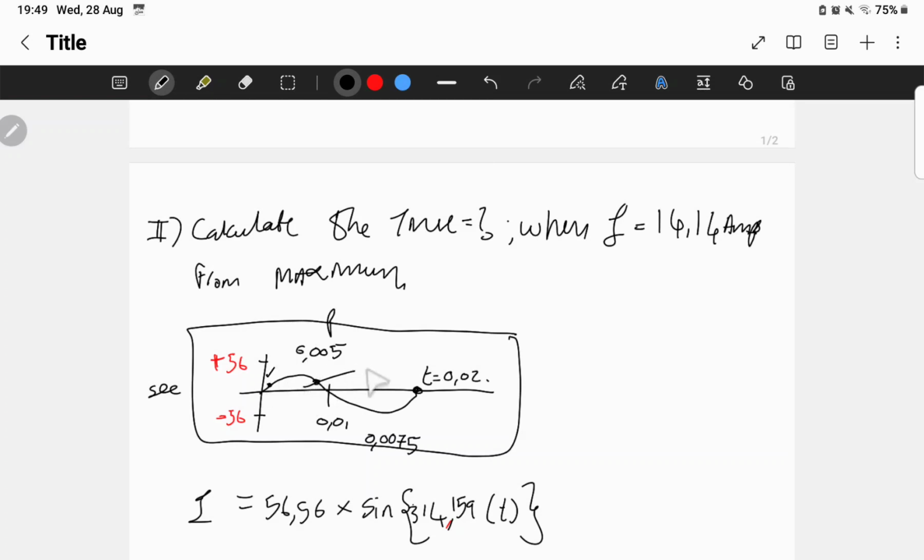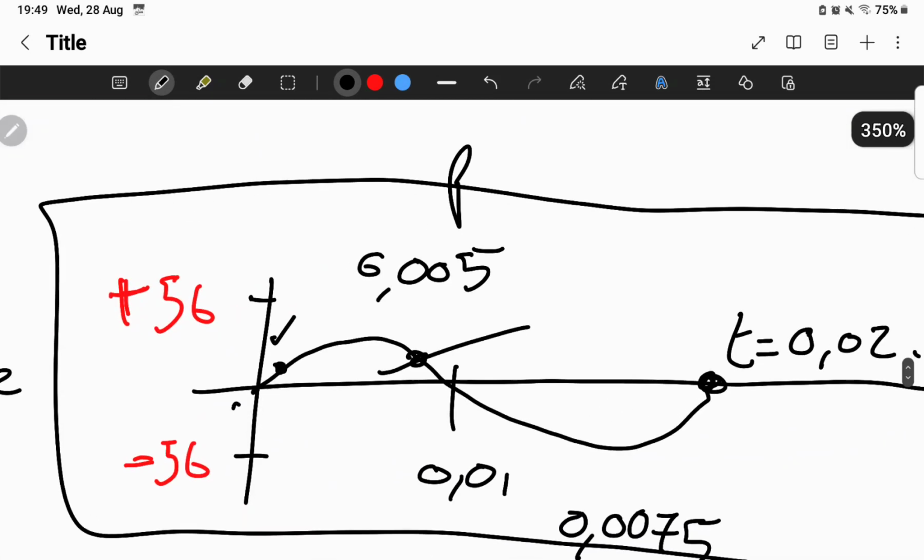So this time is correct, but in the question it says the time measured from maximum. So this time is from 0, right? Let me just zoom in. So we have 0 over here. This one is from 0, but they do not want from 0, they want from maximum. So this is our maximum, right? And they want us to get 14.14, right? They want to know what is the time at this position.